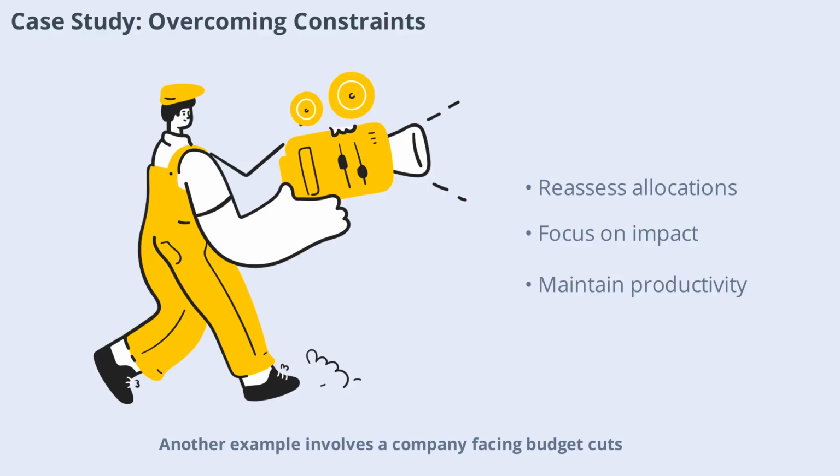Another example involves a company facing budget cuts. By reassessing their resource allocation and focusing on high-impact projects, they maintained productivity and avoided layoffs. This demonstrates the power of strategic allocation in tough times.